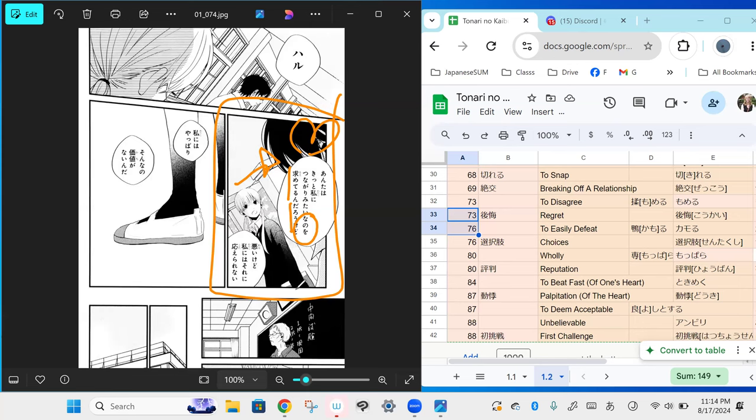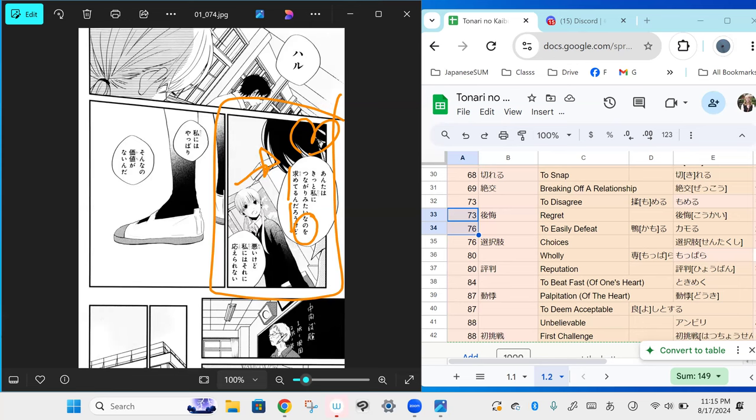Like this, kotaeru doesn't look like to answer. It is a kind of answering, but it's not to answer a question. It's like to have a response to something, or to meet someone's expectations or demands. So it's like, it's bad, but I can't meet your demands.